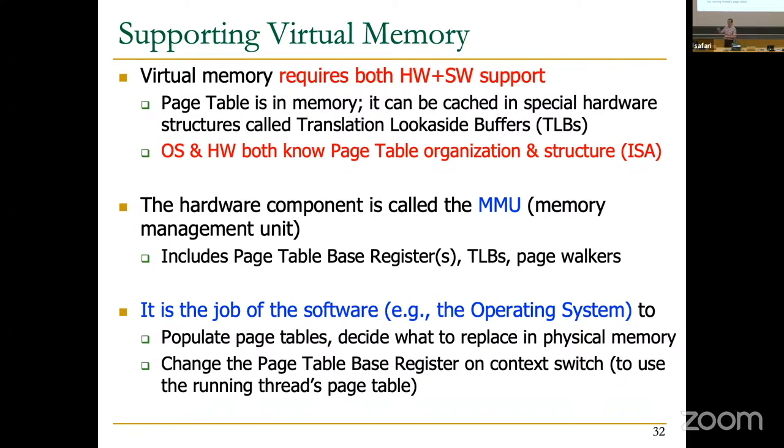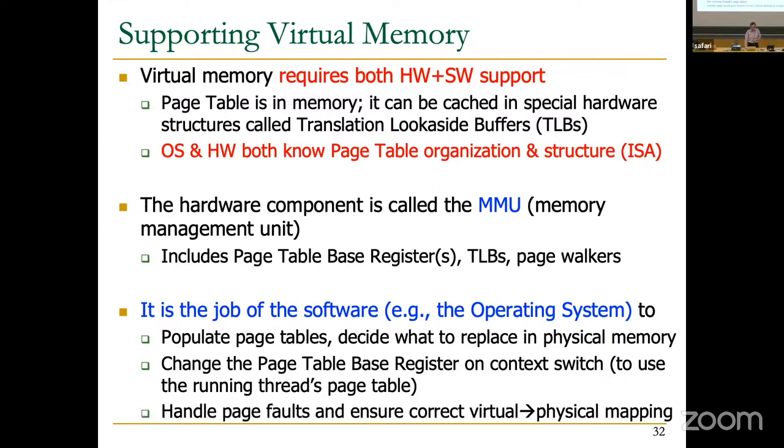Because when you context switch to some other process, you should really change the translation hierarchy, essentially. And that happens by changing that CR3, for example, the page table base register or control register 3 in x86, so that you can use the correct page table. And it needs to handle page faults and ensure correct virtual to physical mapping.